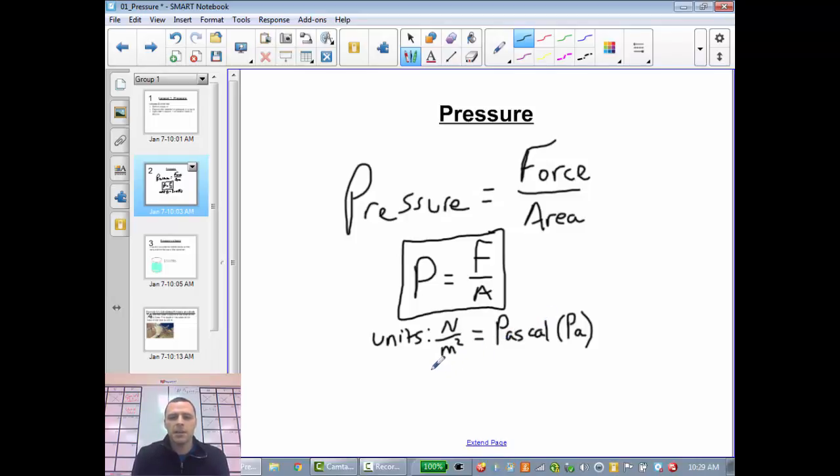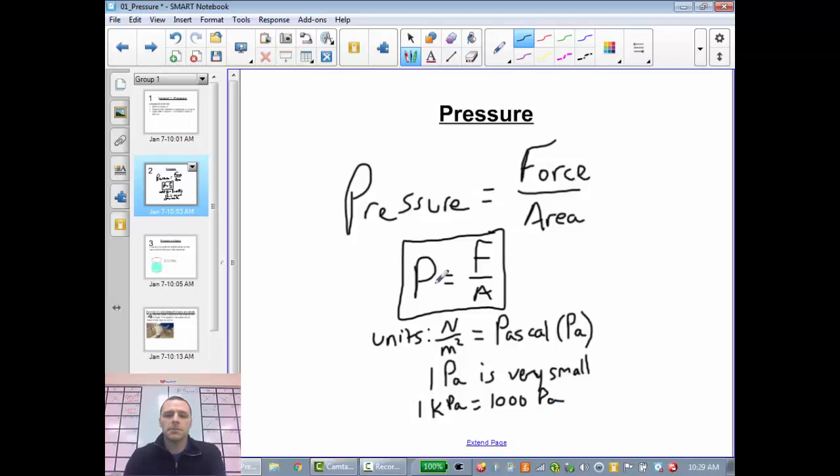Now 1 Pascal, just to give you some reference, is very small. It's about the pressure that you would experience if you were to place a dollar bill on your hand. So typically what happens is we will write pressure in kilopascal, which is equal to 1,000 pascals.